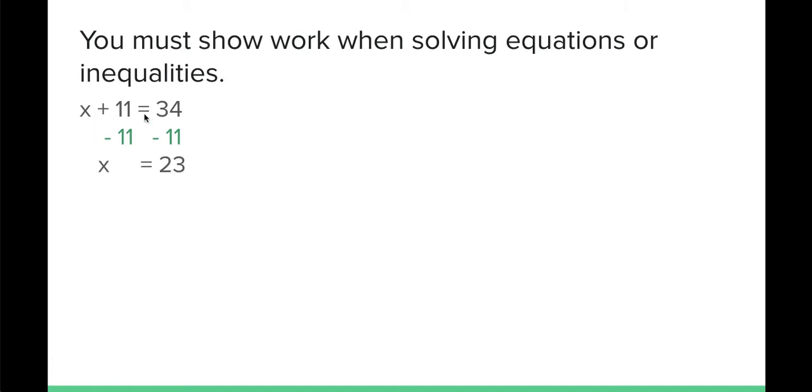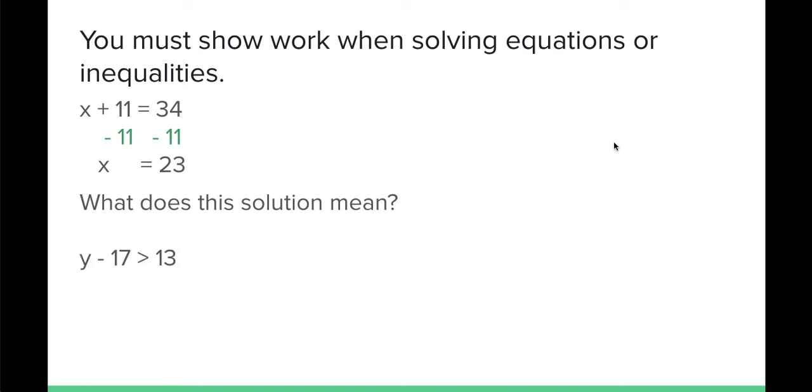23. That means if we went and put a 23 in for x, 23 plus 11 should equal 34, and it does. So my answer for x is 23. What does that mean? It means if I go and replace x with a 23, that equation should be true, which it was. Let's try this one. Y minus 17 is greater than 13.